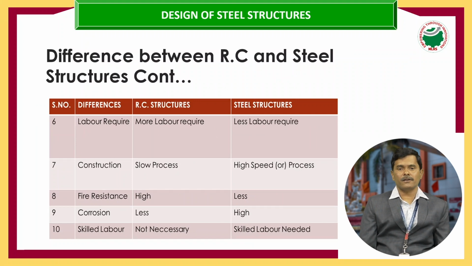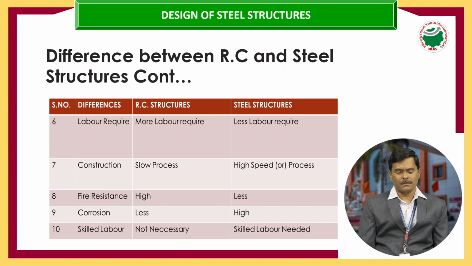And labor requirement. In RCC structure, you can see more labors are required, because in RCC structure there is a process of centering, form work, then curing. After concreting, we have to remove the form work. There is some time, days, as per the IS codes for the removal of shuttering and all. So labor required is more for RCC structure, whereas in the steel structure less labor is required.